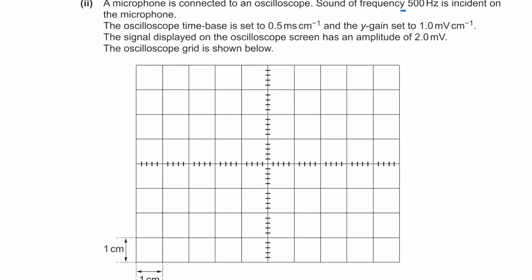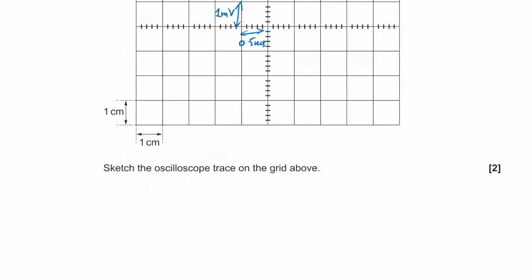We have an oscilloscope, we've got a frequency of that. We have a time base, so every division is 0.5 milliseconds. And the Y gain is 1 millivolt. Okay, so we have an amplitude of 2 millivolts. So we're going to be asked to draw it.